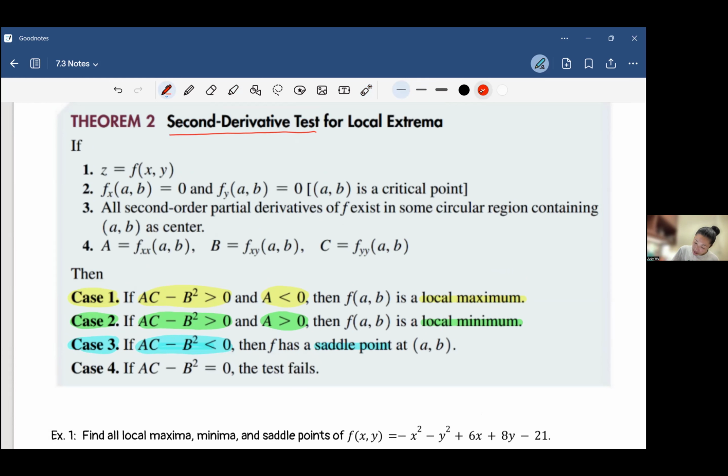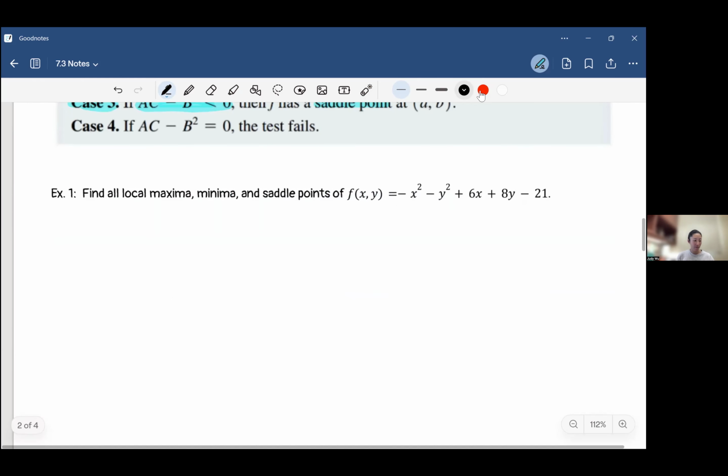One last thing before we head into some examples. A is our fxx, C is our fyy, and B is our fxy. So that'll be important for us to know in a little bit. All right, let's take a look at this example.